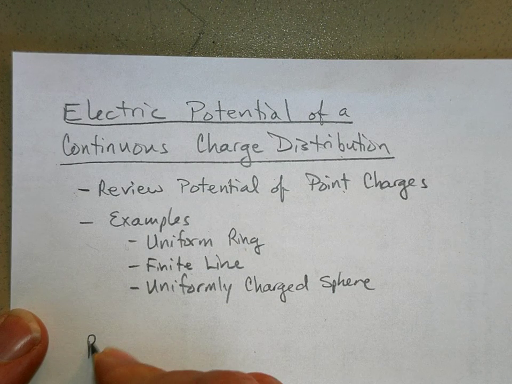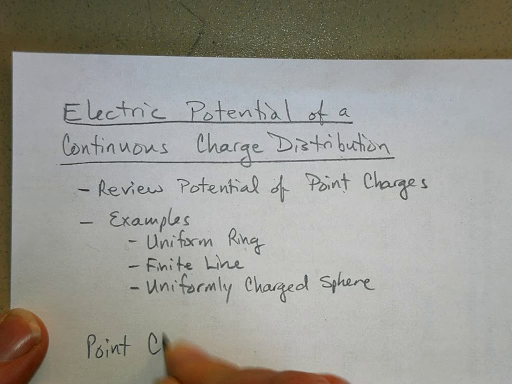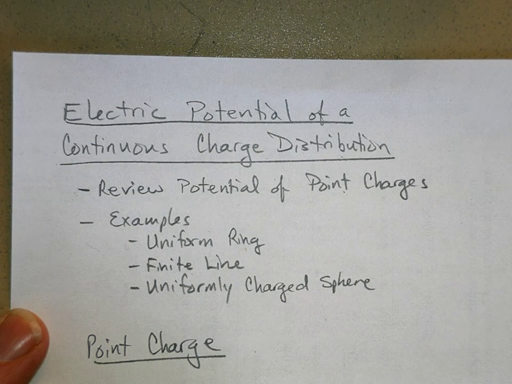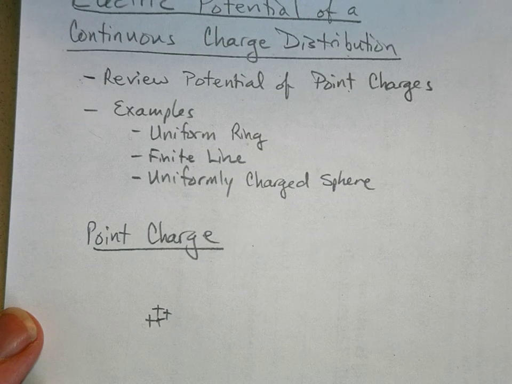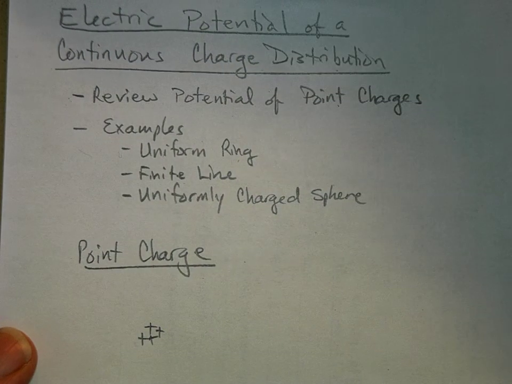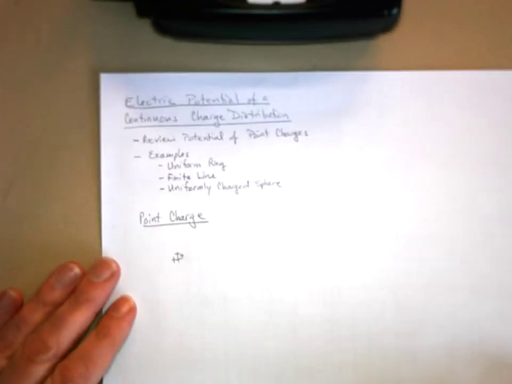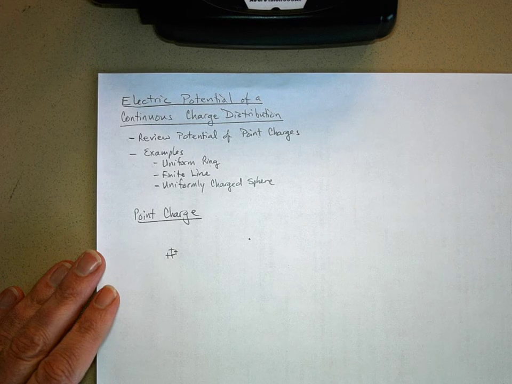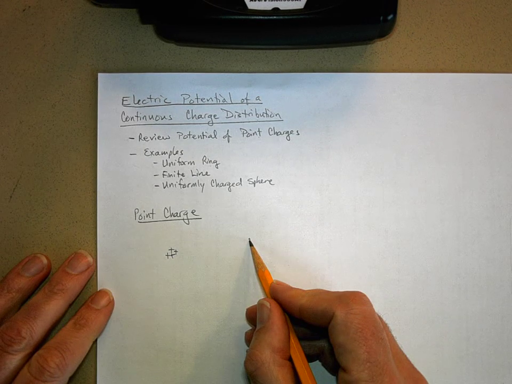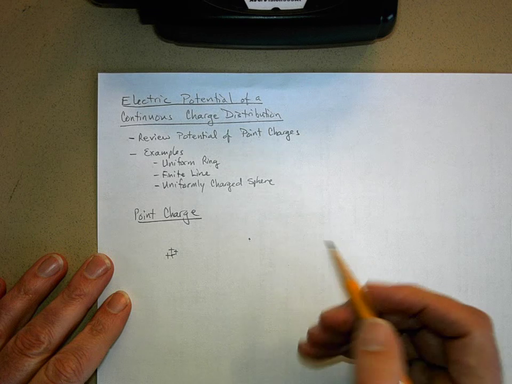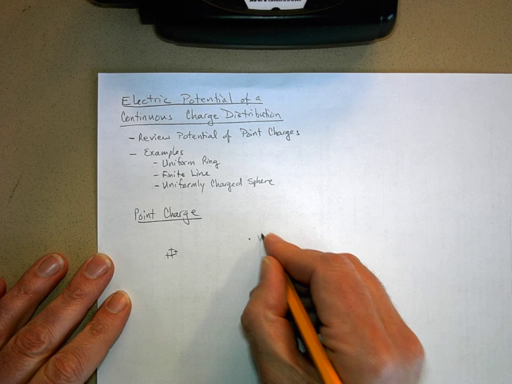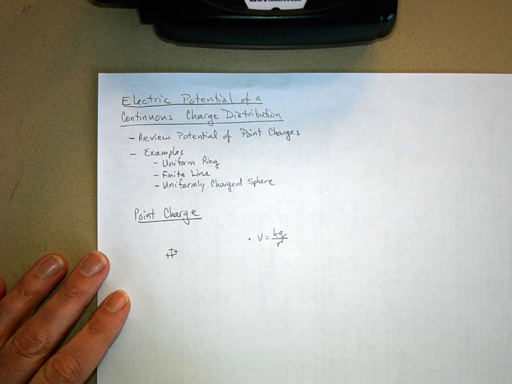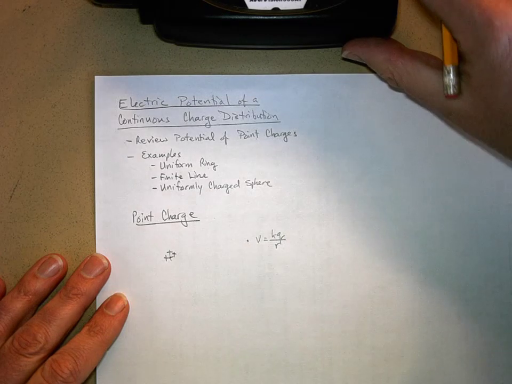For a point charge, if I've got a little point of charge out here in the world somewhere, and I want to know, okay, this location in space way out here, what is the potential that exists there? We know that that potential, V, is equal to KQ over R.